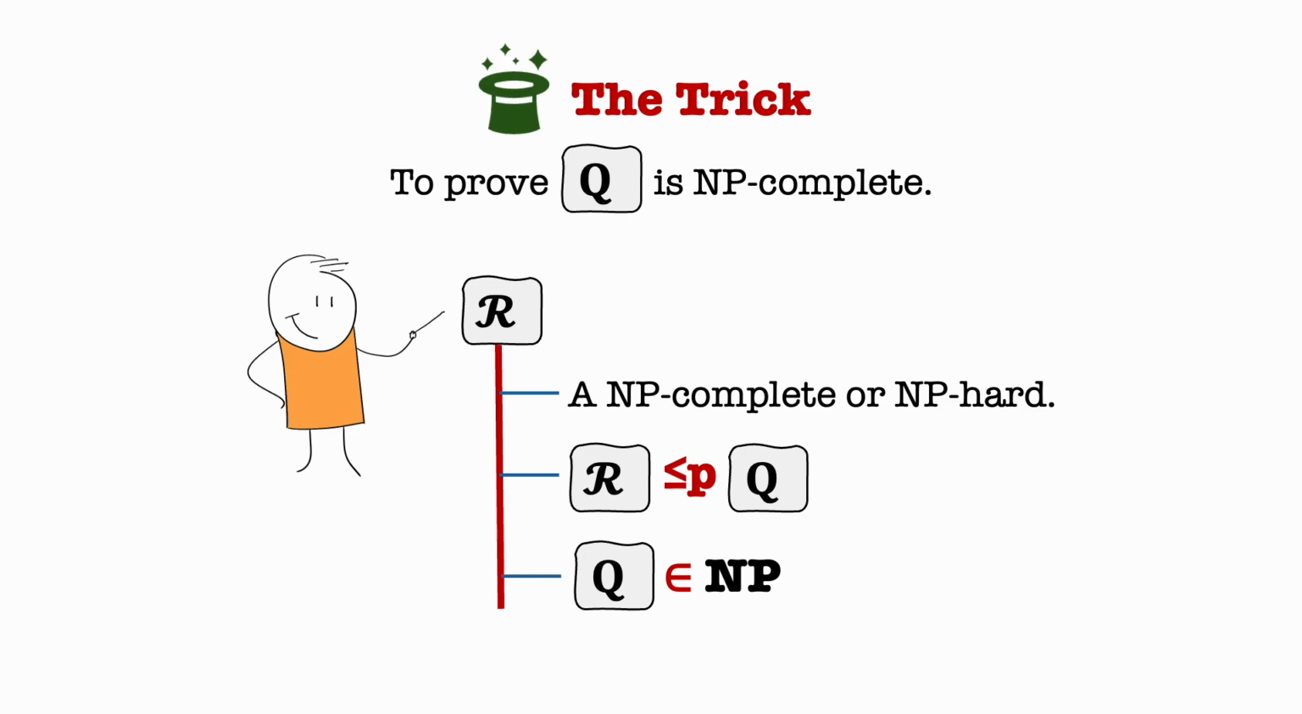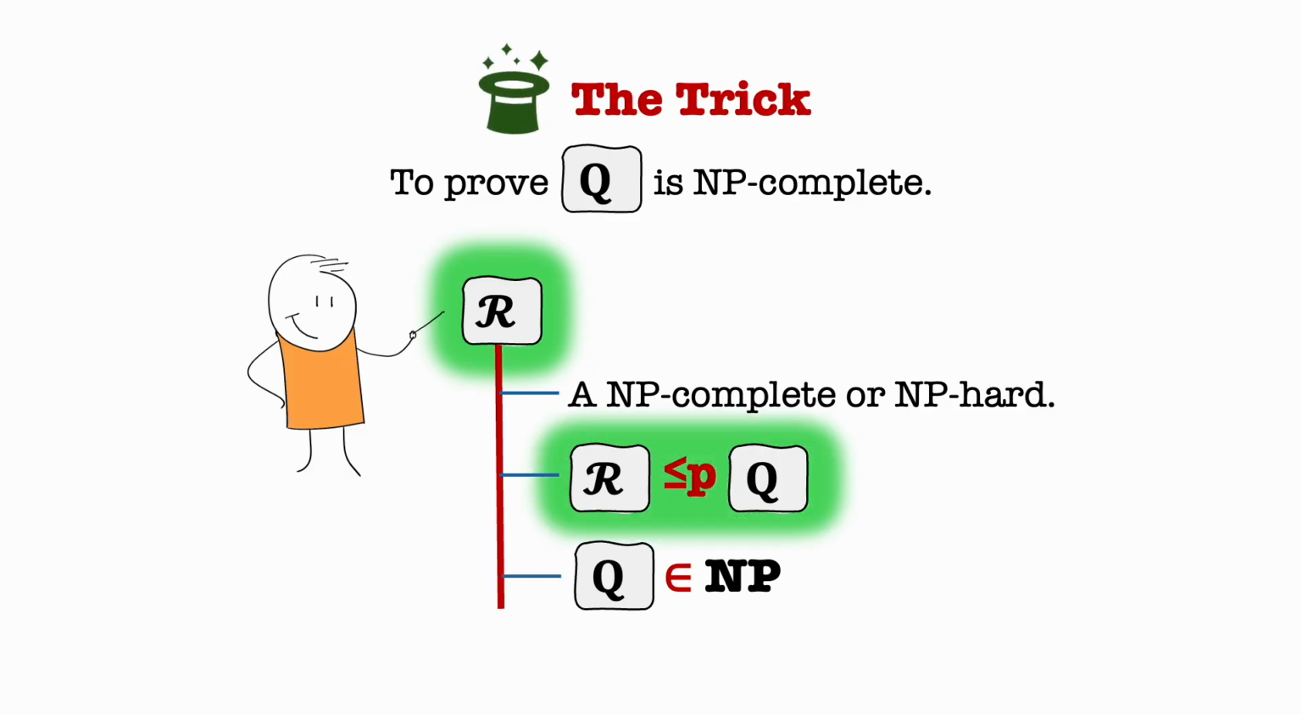Now, following the trick we discussed in the last video, the next step is to find a problem R that is already known to be NP-complete or NP-hard. Then we need to demonstrate that R can be reduced to our problem Q in polynomial time.